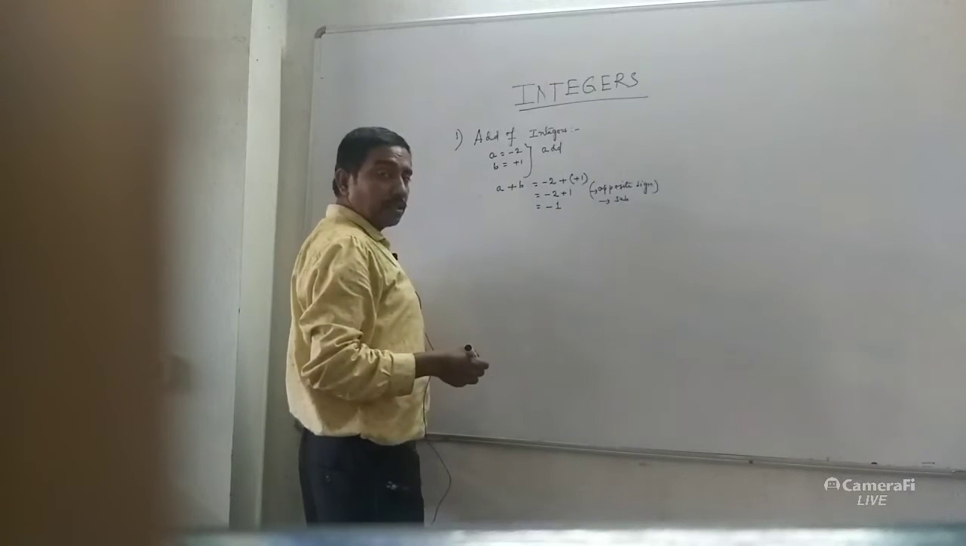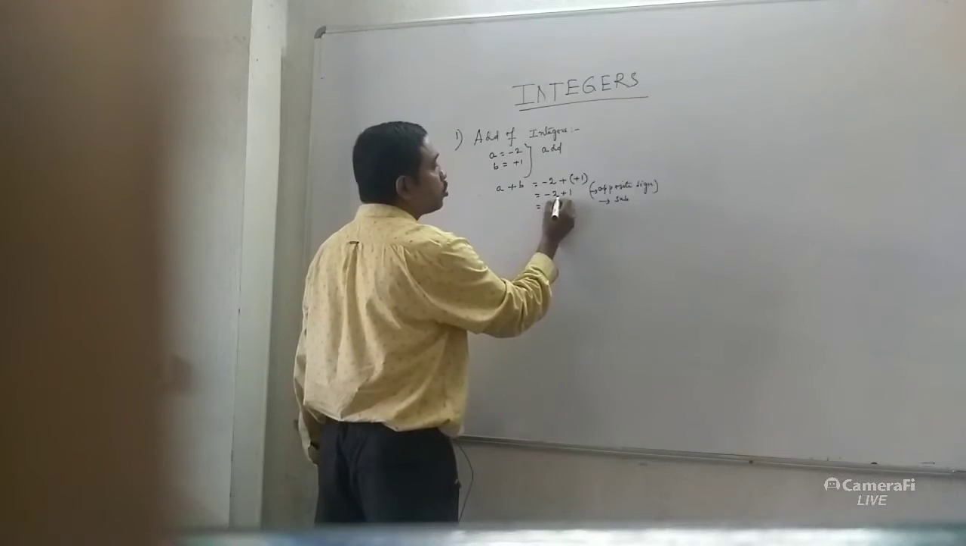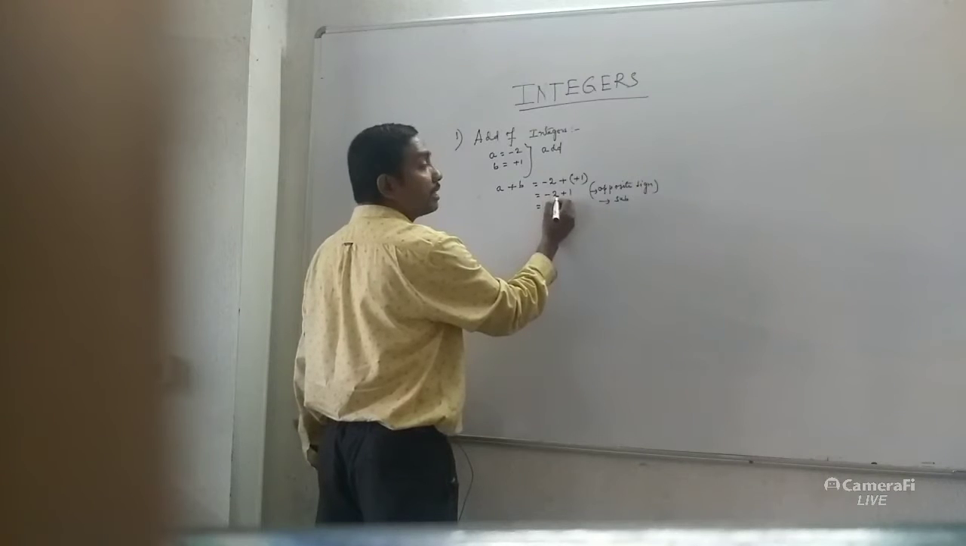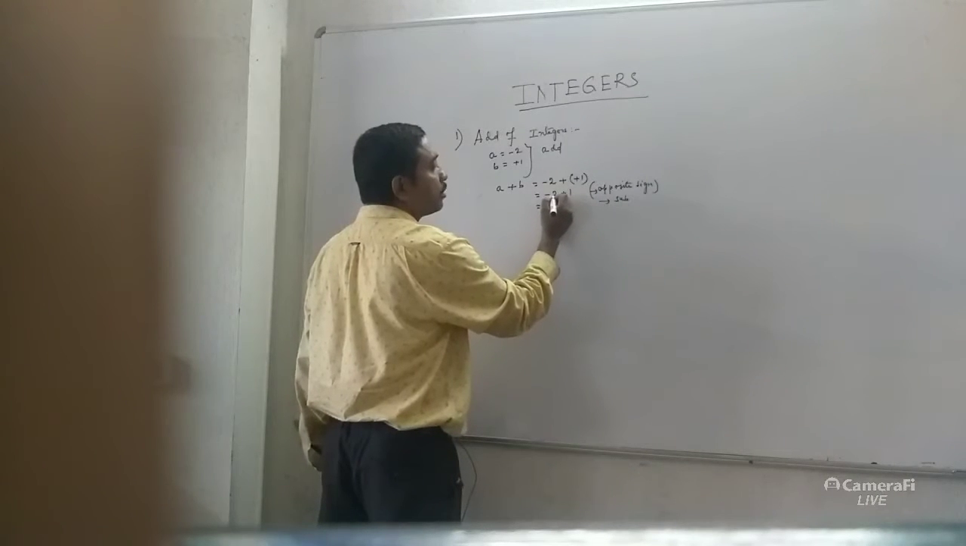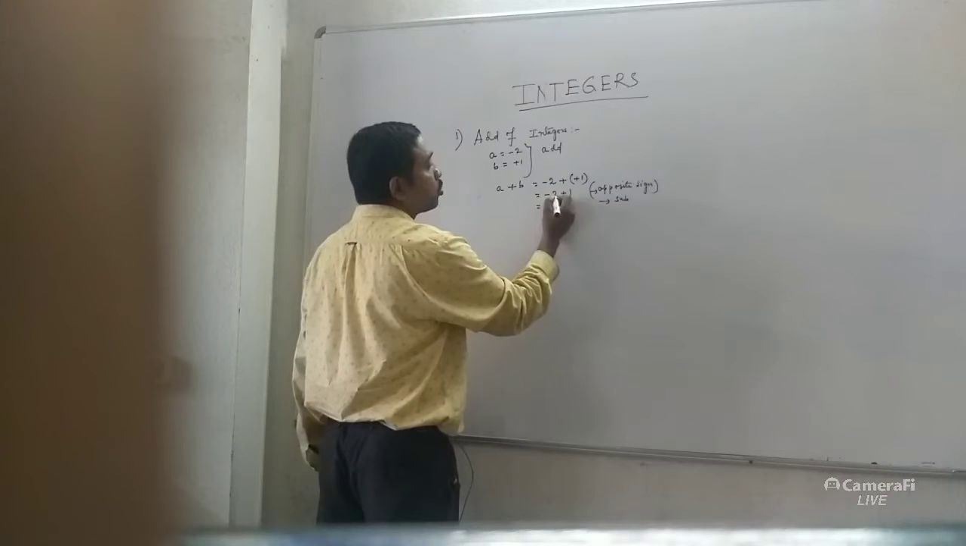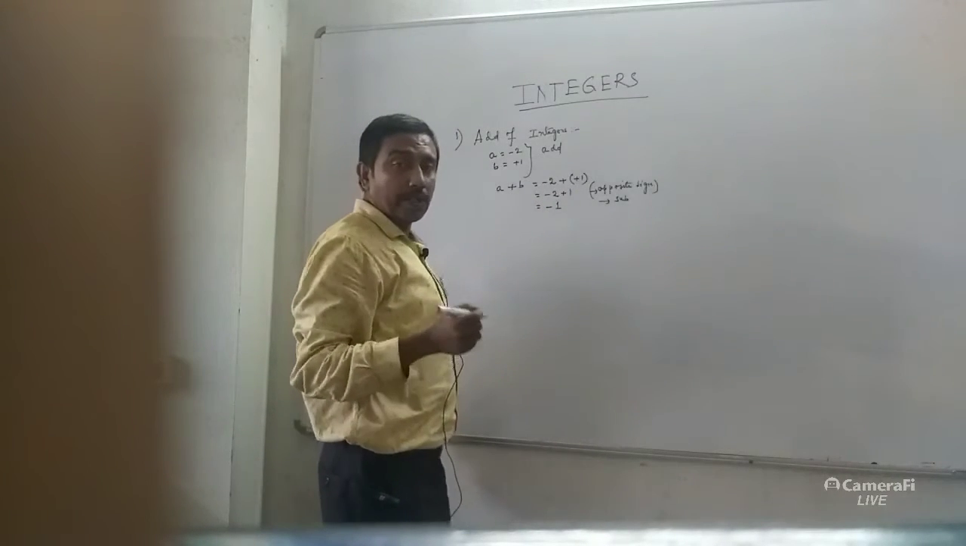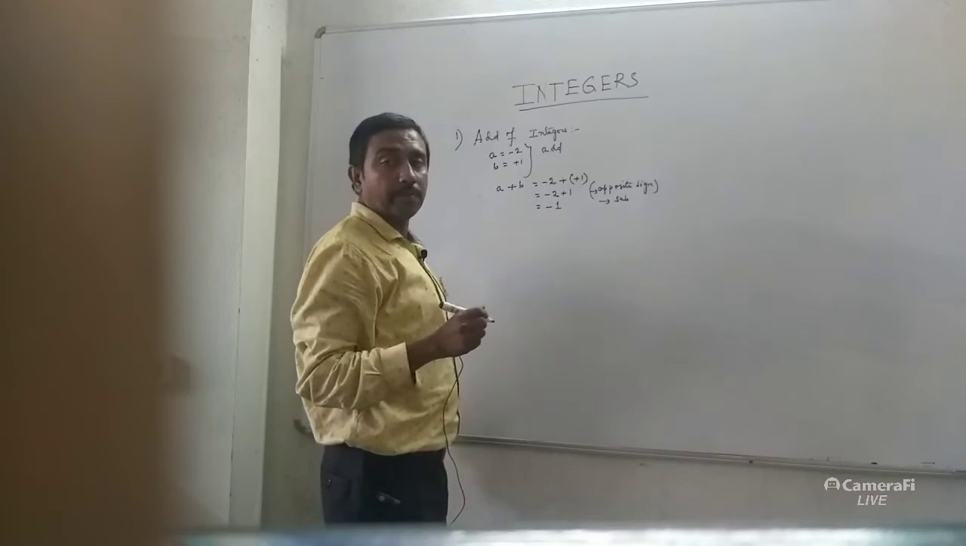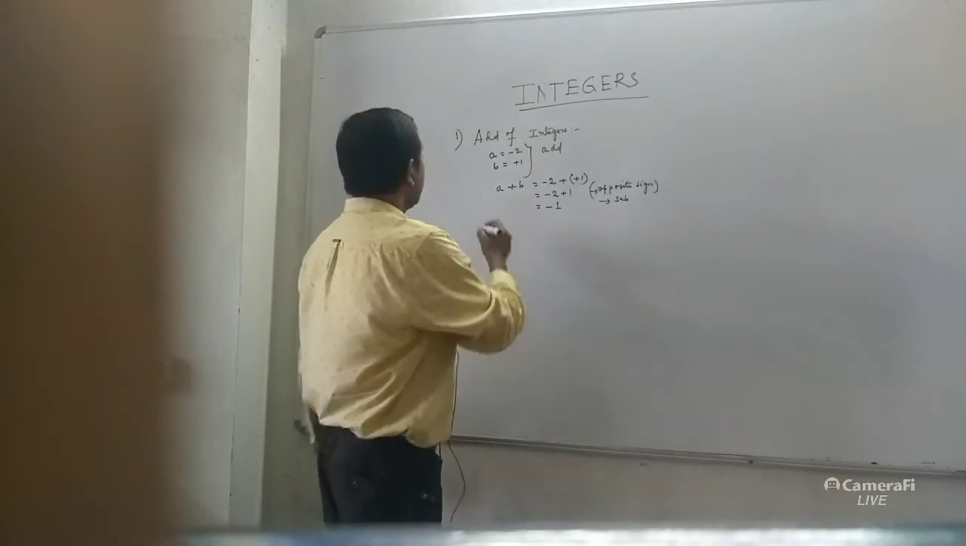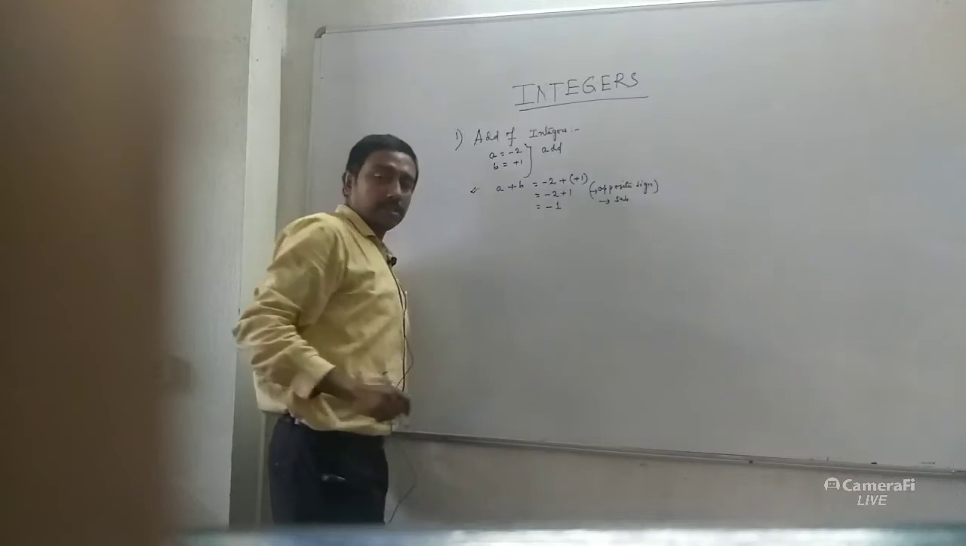Why does the minus sign come? This is the question. The minus sign comes because 2 has a greater value than 1. 2 is greater than 1, and 2 has the minus sign. So in the answer, minus comes, because in the answer the sign of the greater digit always comes. These are the rules for adding two integers.